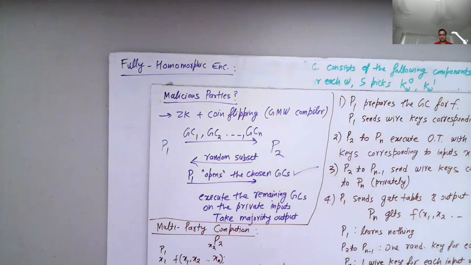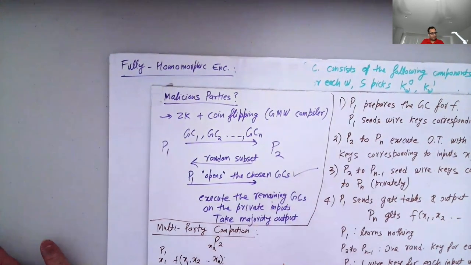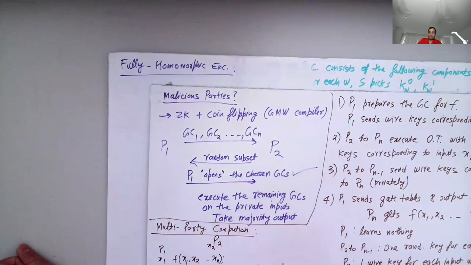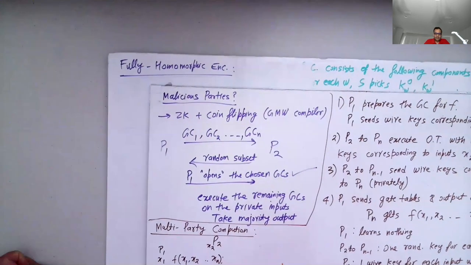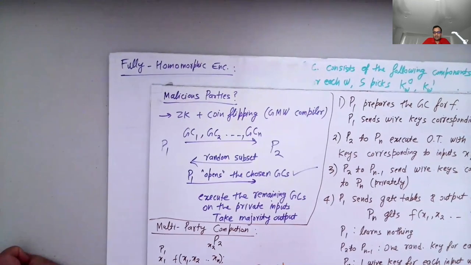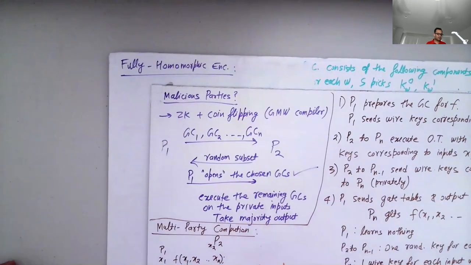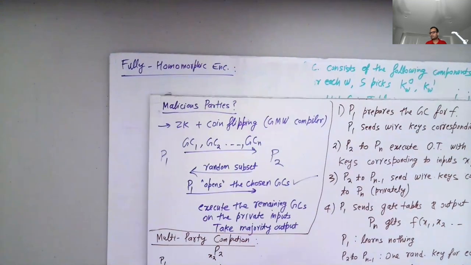What does opening the garbled circuit mean? P1 will send all the wire keys, both wire keys for every input wire. So P1 essentially discloses the whole randomness which was used in constructing the garbled circuit. Because here we don't need to hide anything. We will not use these chosen garbled circuits. We have not started using the private input yet. So P1 reveals the whole randomness. P2 goes through and makes sure that the garbled circuit was constructed correctly. We don't need zero knowledge here because there's nothing to hide at this point.